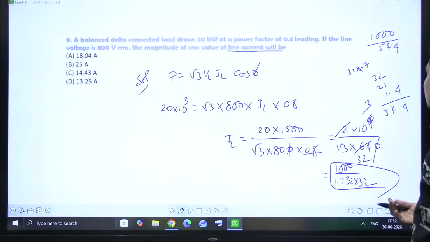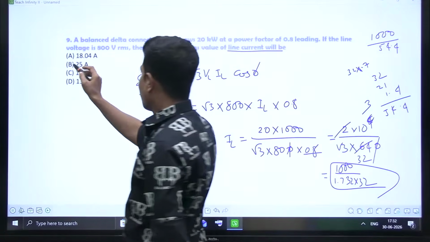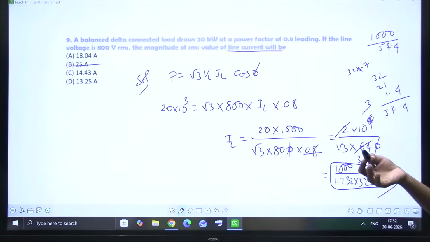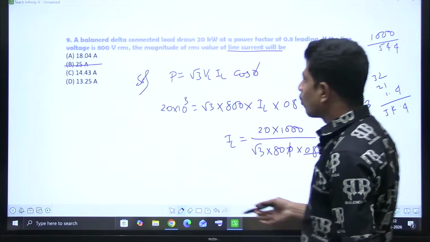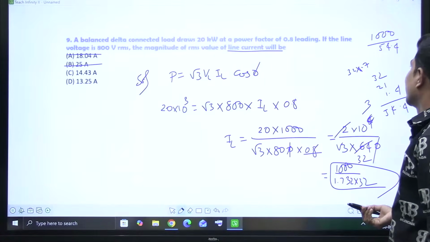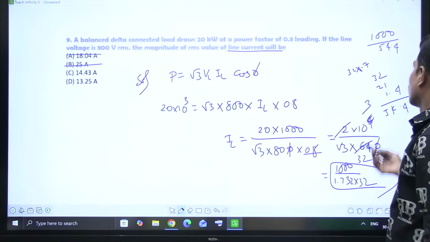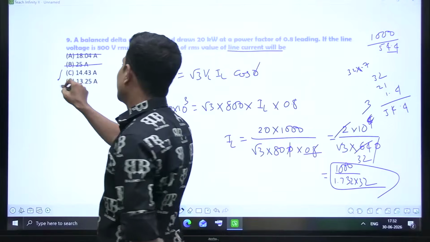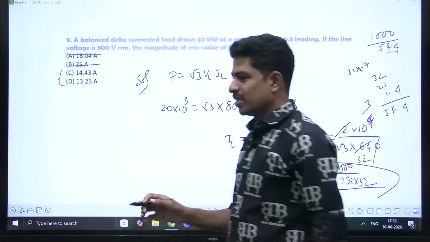So 50 into 20 is 1000, so it is around 20, right? It should be less than 20. But I can say 25 is purely eliminated. I'm not that good in calculations like you, right? It is not going to be 18 also, because 18 is very near to 20. 20 is not possible. Why? Because 4.4 extra is there. Either option may be C or D. Anyhow, you have to calculate it, it seems.